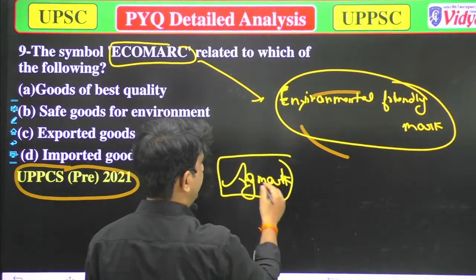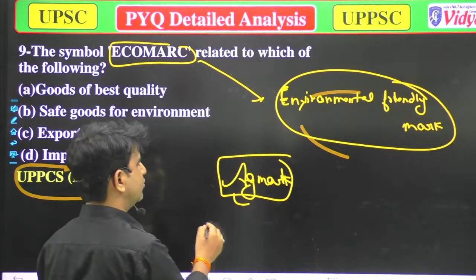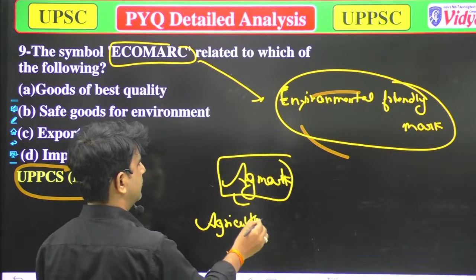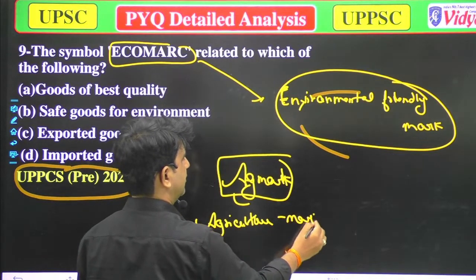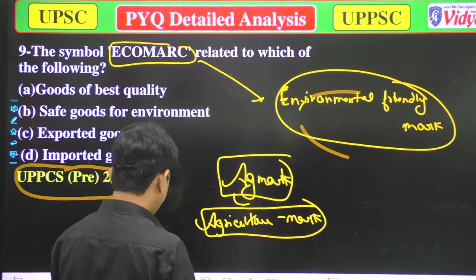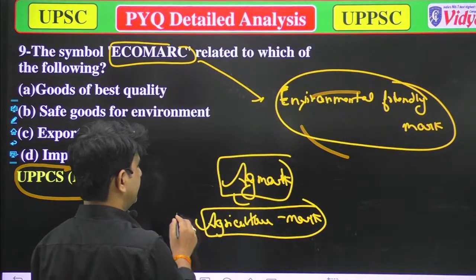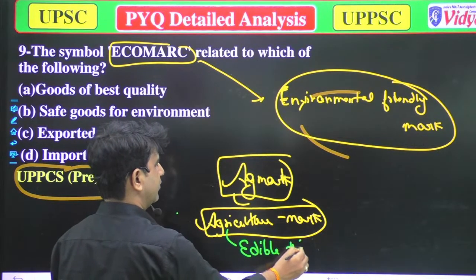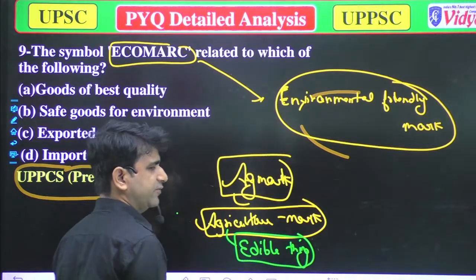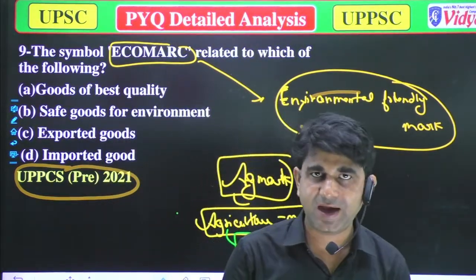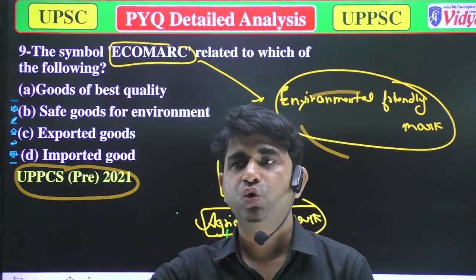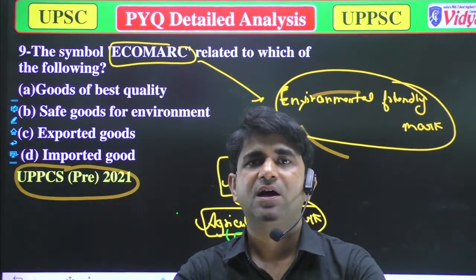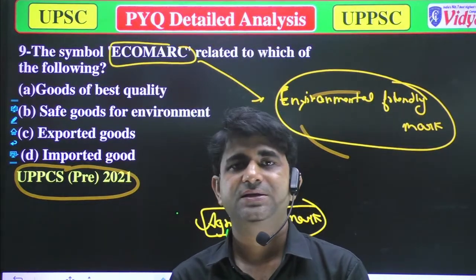When we talk about the egg mark, it is known as the agriculture mark, and it is given to edible things. It tells about the purity of that substance, whether it is pure or not. In the same way, the eco mark is given to those substances which are eco-friendly, meaning they don't harm the environment.